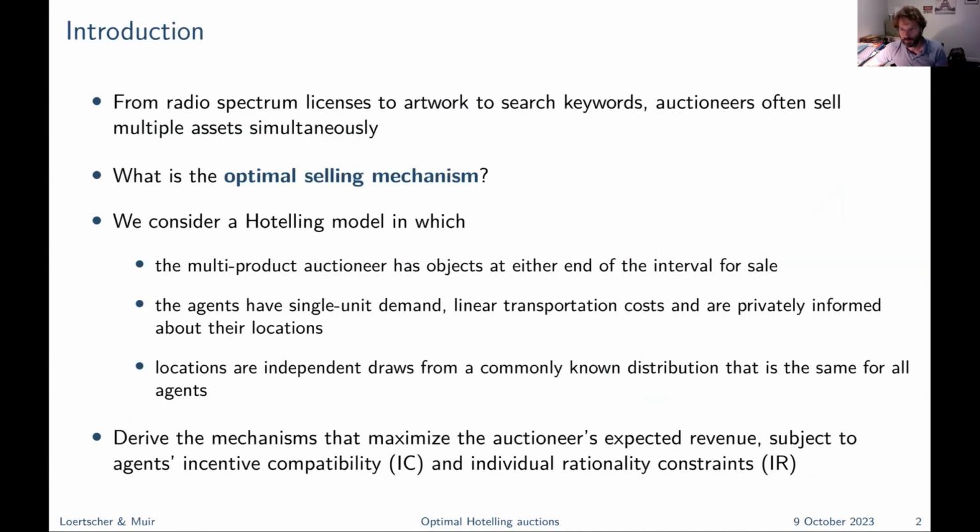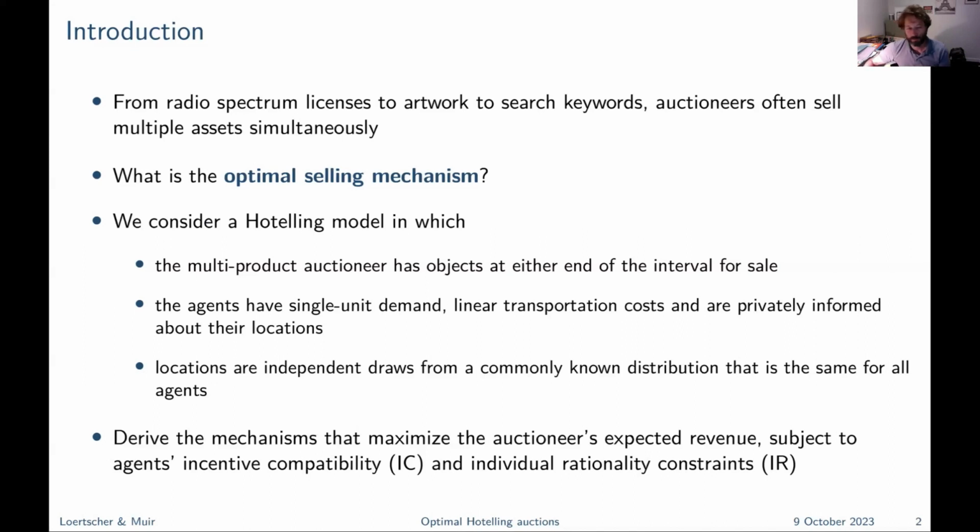auctioneers or designers very regularly sell multiple items or multiple goods, heterogeneous but horizontally differentiated goods at the same time. So that includes artwork, radio spectrum licenses, and advertisement search keywords. And so that raises the question, what is the best way of doing so? That is, what is the optimal selling mechanism?